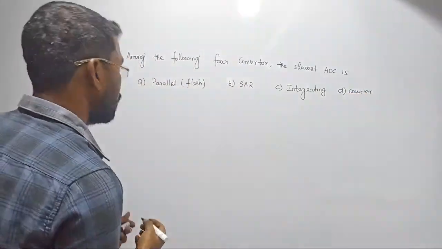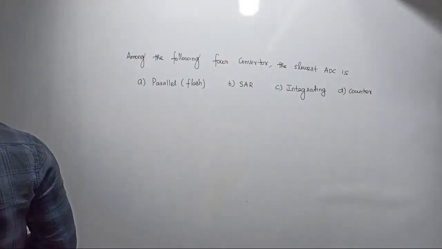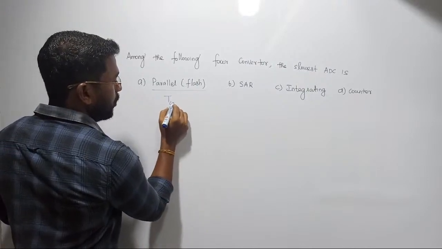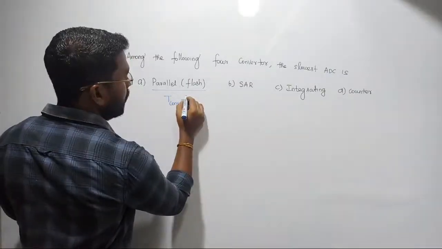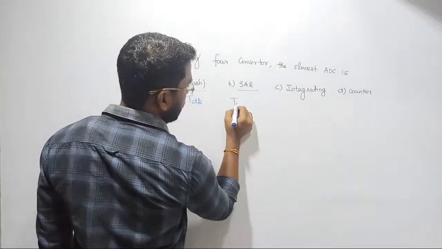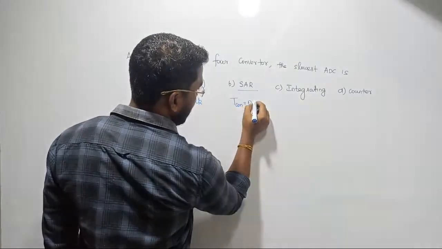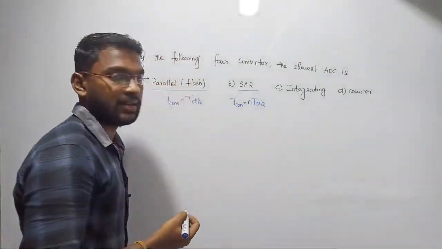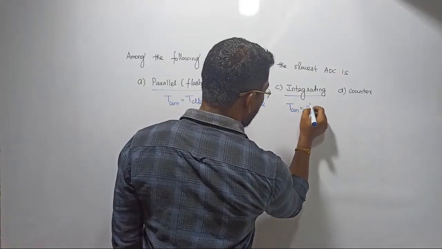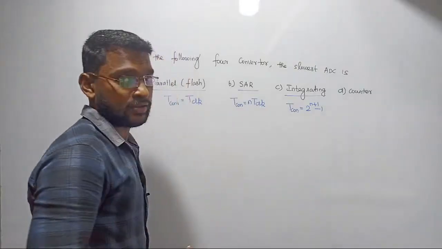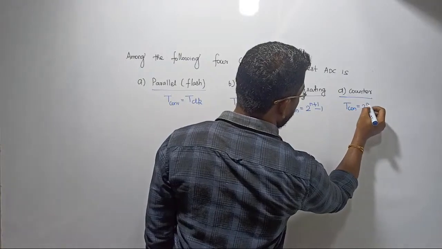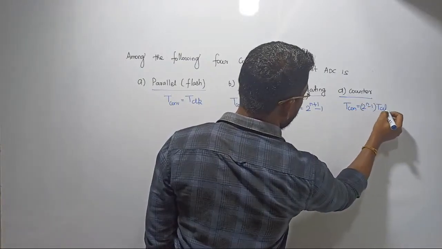Which is the correct answer here? Of course, we know the relations between the conversion times of these 4. For parallel or flash type of converter, the total conversion time is simply equal to T clock. For successive approximation register, the total conversion time is n times T clock, where n denotes the number of bits that we are considering. For integrating type, the approximate conversion time can be written as 2 power n plus 1 minus 1. That is the maximum conversion time. For counter type, that value is 2 power n minus 1 times T clock. That is the total conversion time.